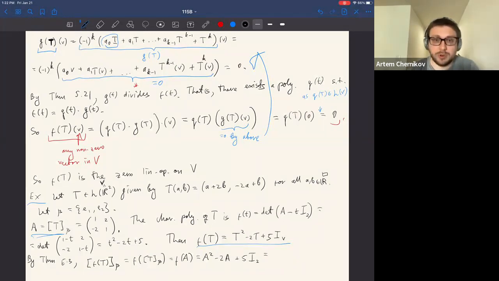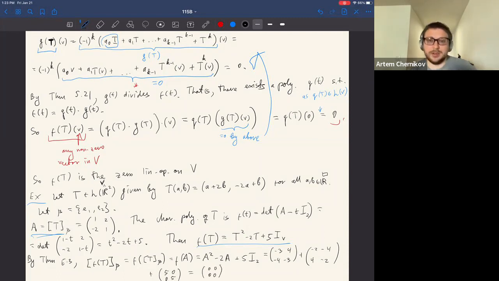Now we have to calculate it. Calculating, we get the matrix -3, 4, -4, -3, plus -2, -4, 4, -2, plus 5, 0, 0, 5. You should check these calculations yourself. Now just add it up, and we get that this is 0. We get the 0 matrix as a result, which means precisely that f of T is the 0 linear operator.